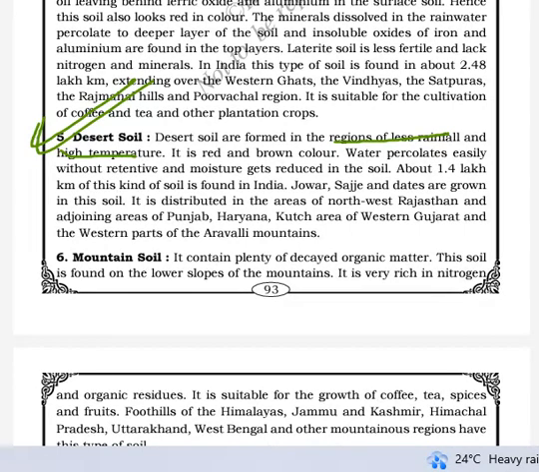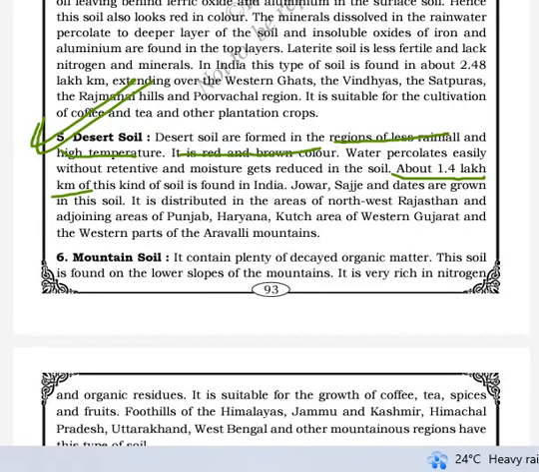The color of the desert soil is red and brown. Water percolates easily without being retained, and moisture gets reduced in the soil. So if rainfall occurs, what will happen? The water will be quickly absorbed by the soil, and there will be no moisture present in the soil. About 1.4 lakh kilometer of this kind of soil is found in India. Only in this area can this soil be found, only 1.4 lakh kilometers.